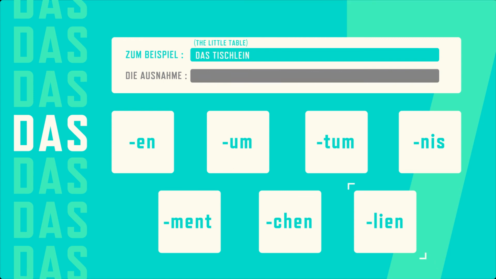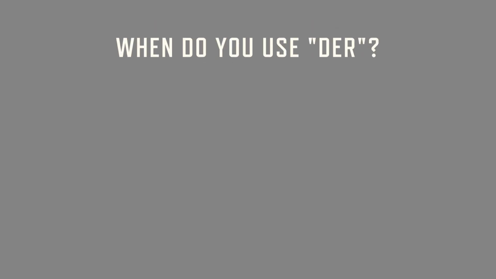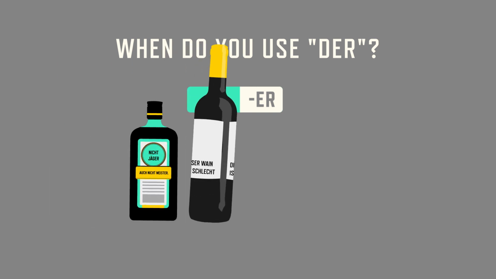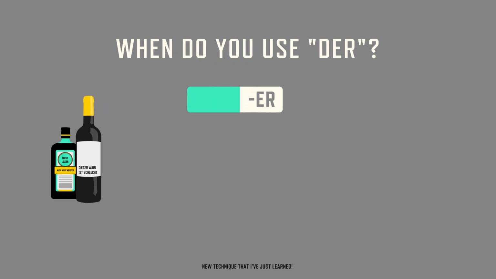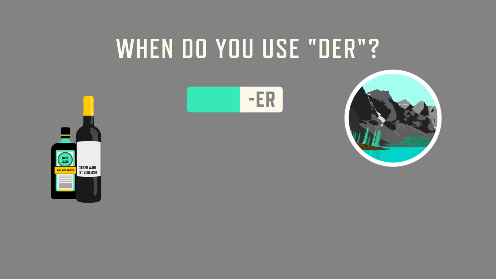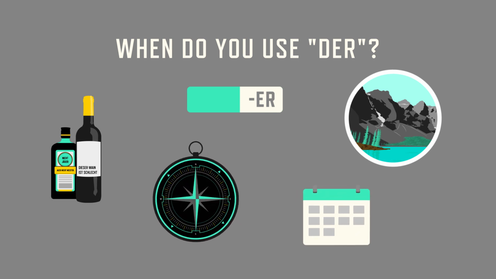I understand there are quite a lot to remember, so to make our lives easier, I'm gonna list down 5 key takeaways of each article. So when do you use der? When you see the nouns end with er, or when you want to use it on alcoholic drinks, or on the names of mountains and lakes, or on days, months, and seasons, the direction, the map location, the winds, the points of the compass.